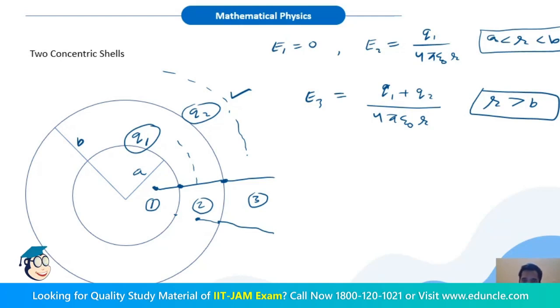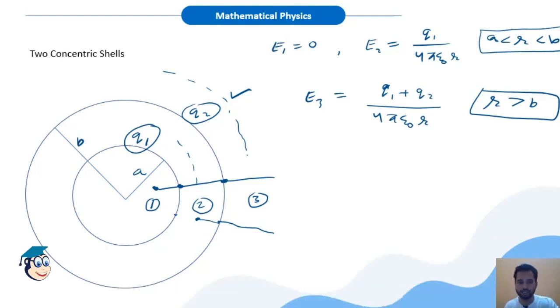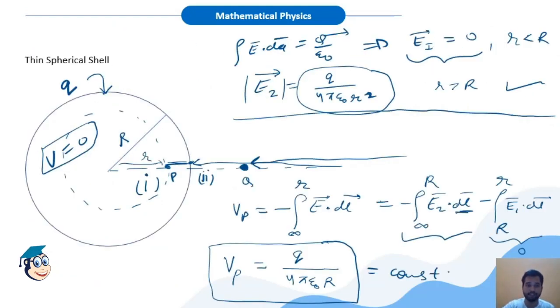I am giving you a trick how you can directly calculate the potential. That trick says, as you have solved in the earlier example, that potential inside a shell of radius capital R and charge Q is constant, and that is given by charge Q over 4 pi epsilon naught radius of that shell.